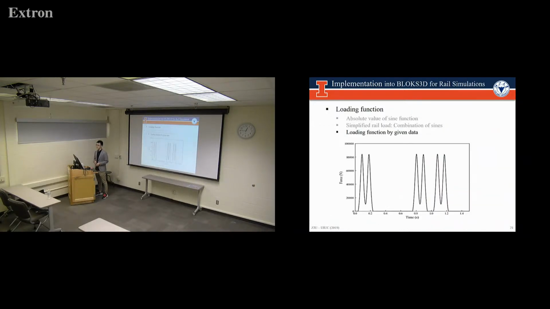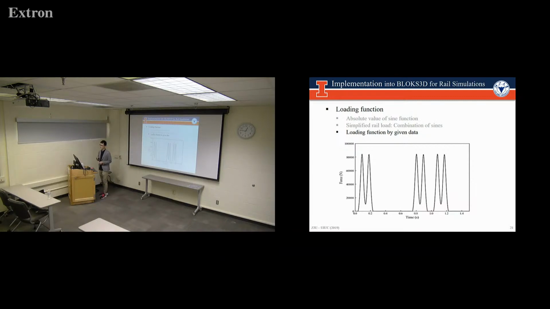Back to this project, we have some implementations in Block 3D for the railway simulations. The first one is loading functions. In the old days, we usually used sine functions or a combination of sines to simulate the actual field loadings. But now, with these loading functions, we can give the data to the DEM, and apply exactly the same force as applied in the lab on the concrete ties in DEM.